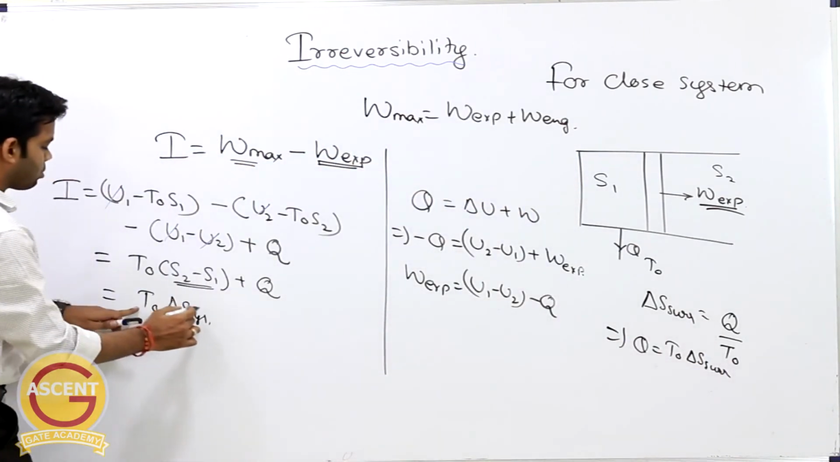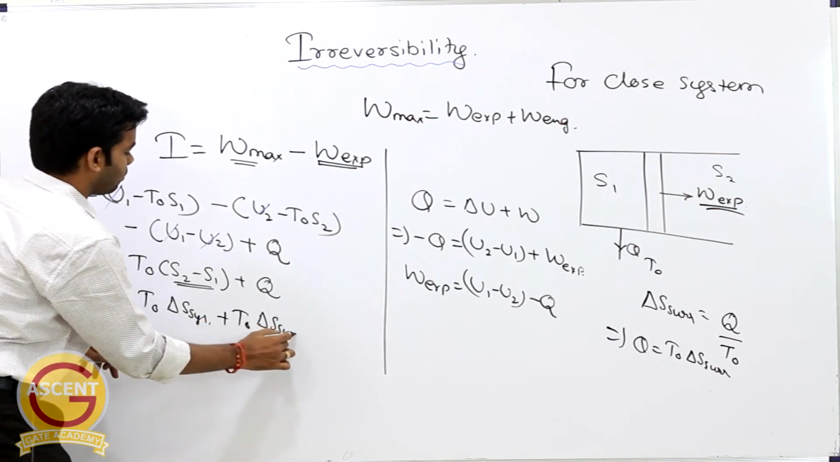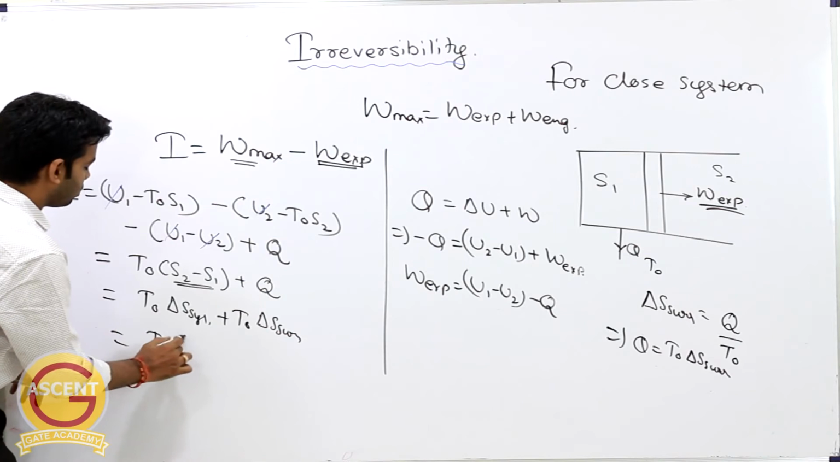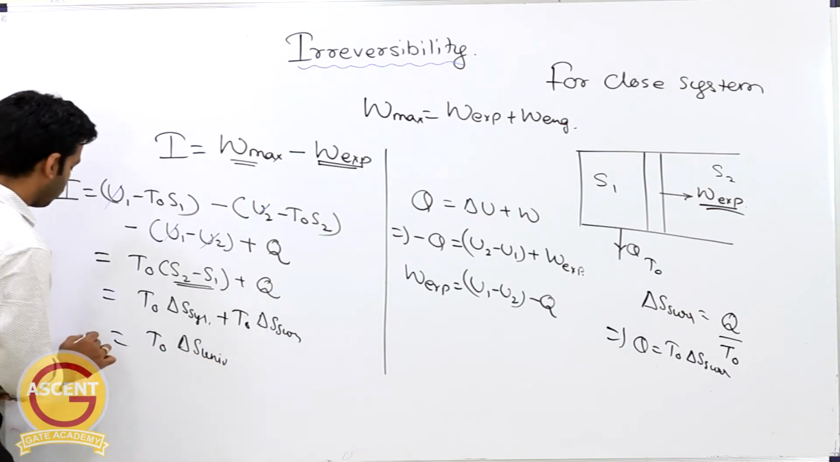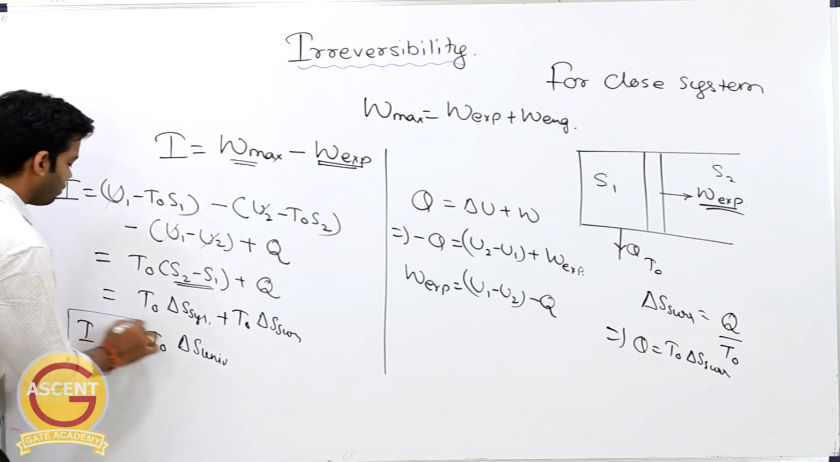So, just put the value. This will be T naught into del S system plus T naught into del S surrounding, or you can say this will be equal to T naught into del S universe. So, this is the total irreversibility, which is nothing but T naught into del S universe, the change in entropy of the universe.